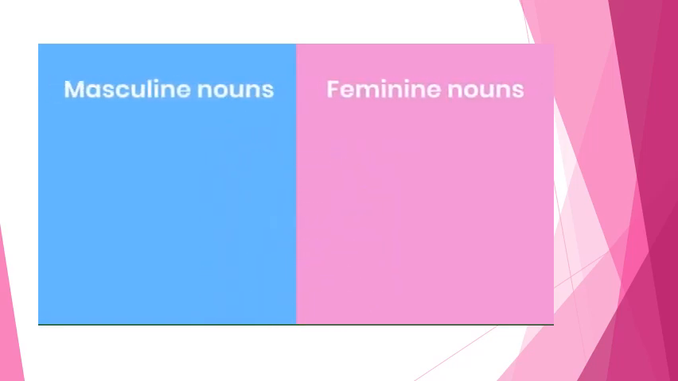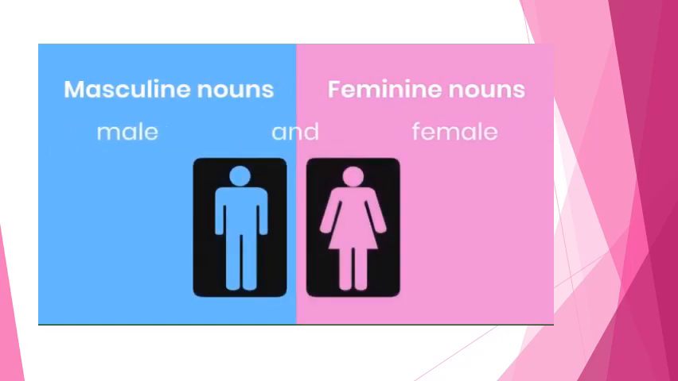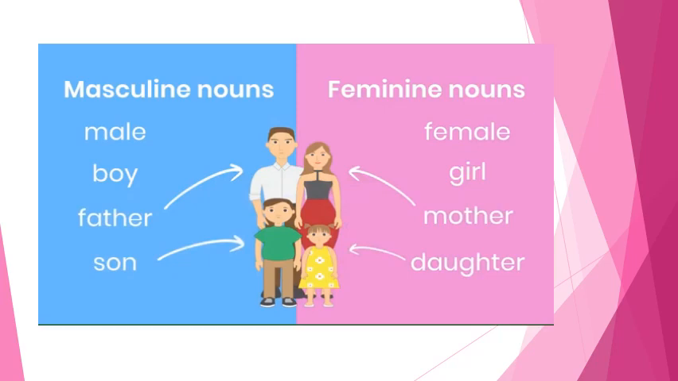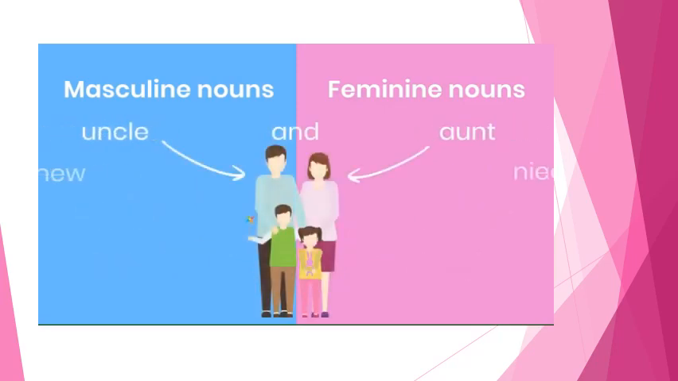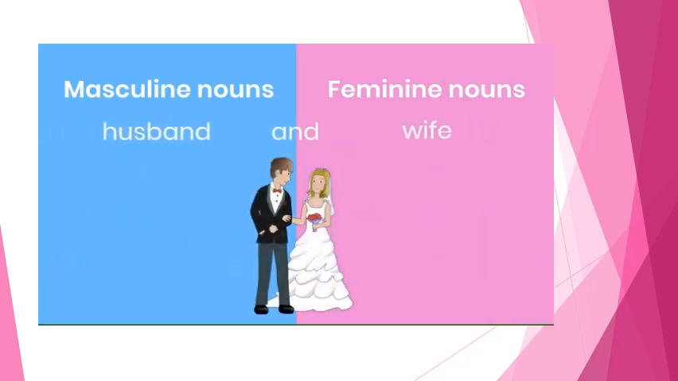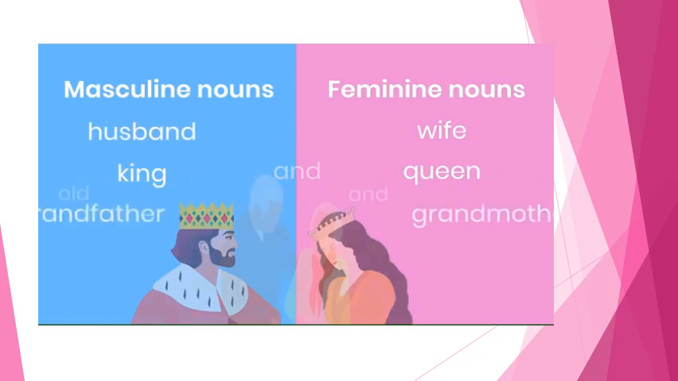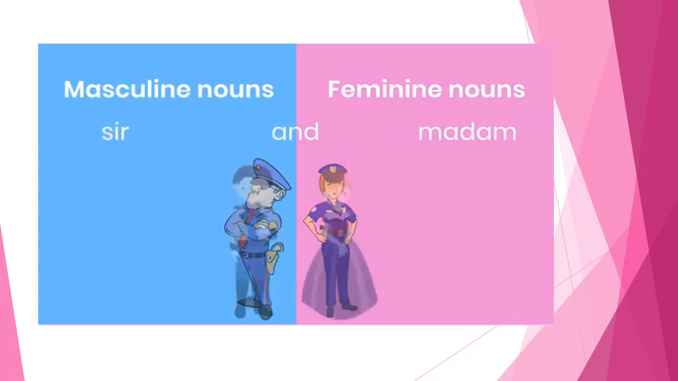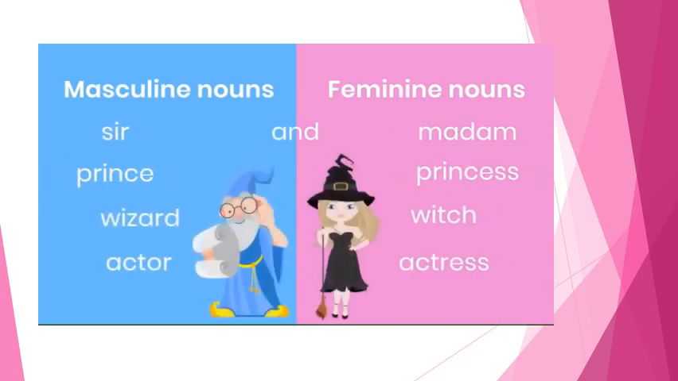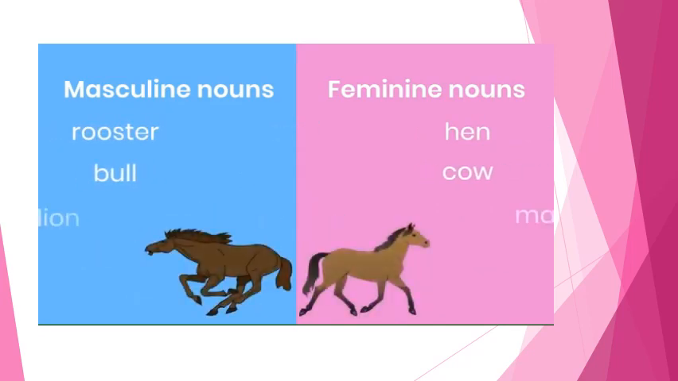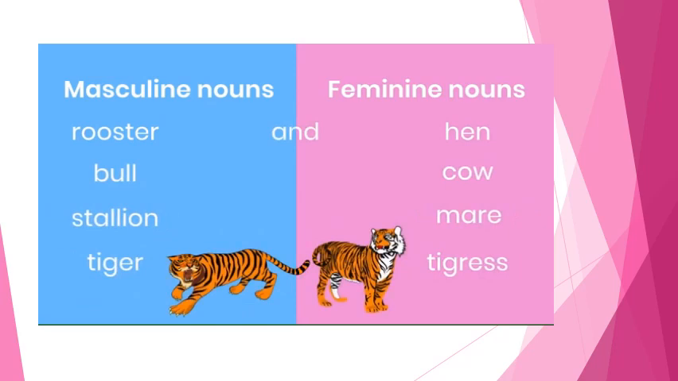Masculine nouns, feminine nouns, let us all have these together. Male and female, boy and girl, father, mother, son and daughter. Uncle and aunt, nephew and niece, man, woman, brother and sister, husband and wife, king and queen, or grandfather and grandmother. Sir and madam, prince and princess, wizard and witch, actor, actress, rooster and hen, bull and cow, stallion, bear, tiger and tigress.